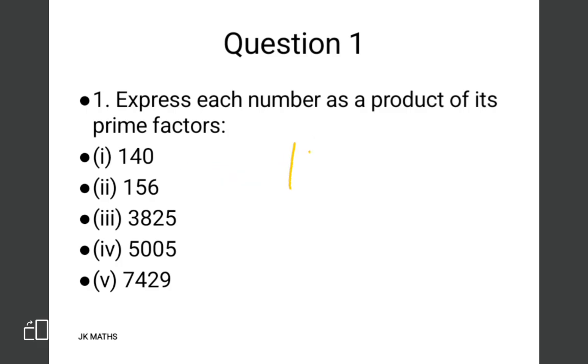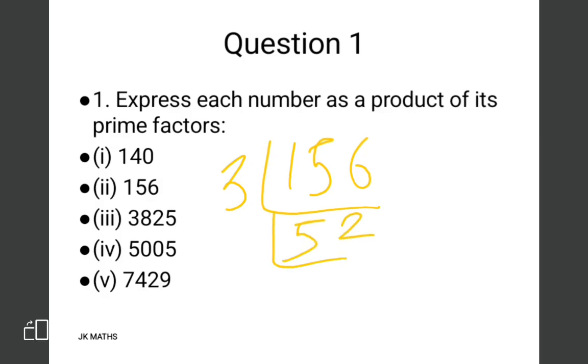Now 156. We should express 156 in prime factorization. So let's use 3. It is also prime number, obviously. So 3 5s are 15, 3 2s are 6. Again we can use 2 table. 2 2s are 4, 2 6s are 12. Again 2 table, 2 13s are 26. So 13 is a prime number. We can't divide it using any numbers. So we should leave it as it is.